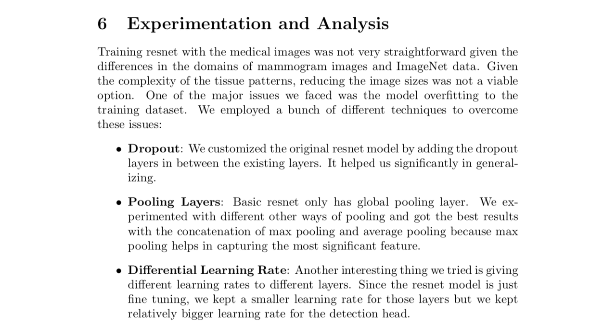One of the difficulties in training ResNet with medical images was the differences in the domains of ImageNet data and mammogram images. To tackle this, we employed different techniques during the fine-tuning process. We added additional dropout layers within the ResNet architecture to prevent overfitting. We also added an additional max pooling along with the existing average pooling layer. Finally, we used differential learning rate, where we had a high learning rate for the head and a lower learning rate for the body.